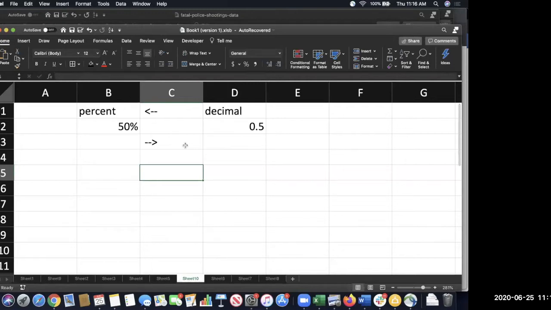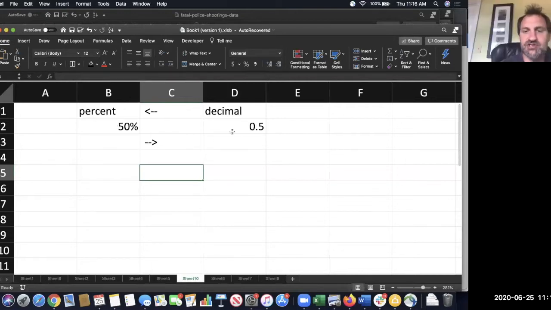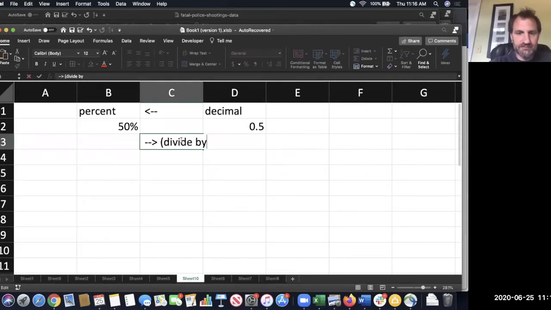So how do I go from the percent representation to the decimal representation? I just divide by 100. And how do I go from the decimal representation to the percent representation? I just multiply by 100.